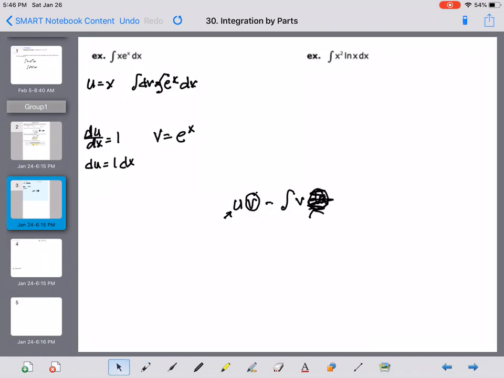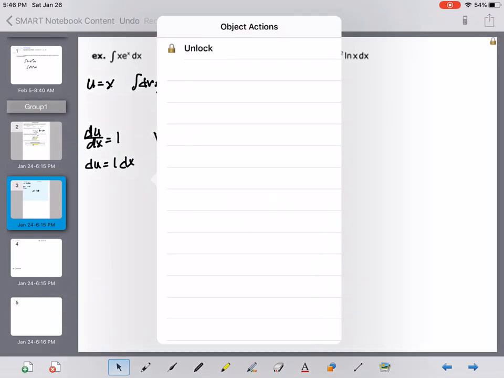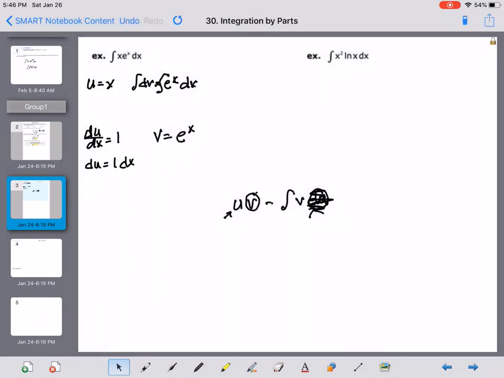Let's see if I can move this stuff. Okay, maybe not. That's okay.